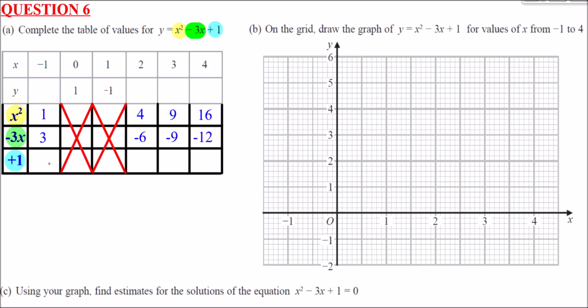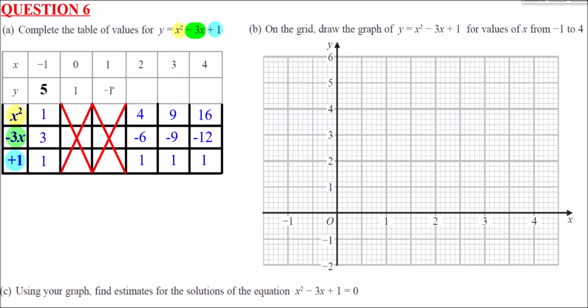This final row couldn't be any simpler. Add 1, well 1 is 1. Plus 1 is always going to be plus 1. So all of these are just going to be an extra 1 on top. To work out the y value, we just combine all of these ingredients. Y is this x squared and this minus 3x and this extra 1. So this value of y when x is minus 1 is 1 add 3 add 1, which is 5.